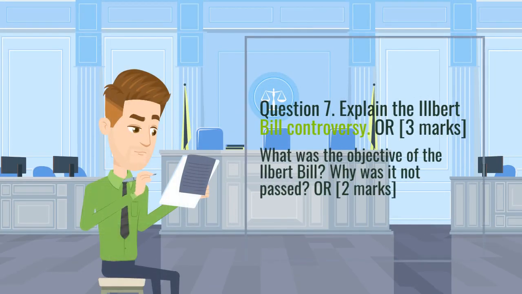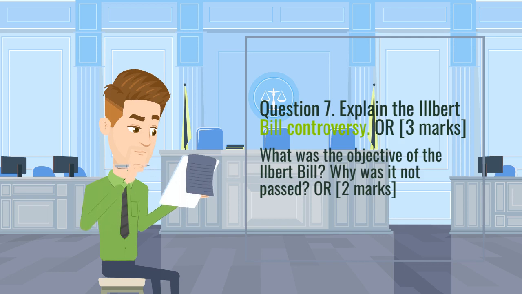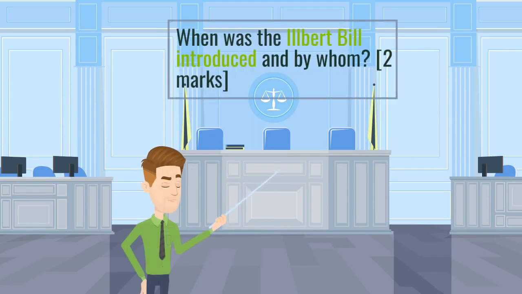Question 7. Explain the Ilbert Bill controversy. Or, 3 marks. What was the objective of the Ilbert Bill? Why was it not passed? Or, 2 marks. When was the Ilbert Bill introduced and by whom? 2 marks.